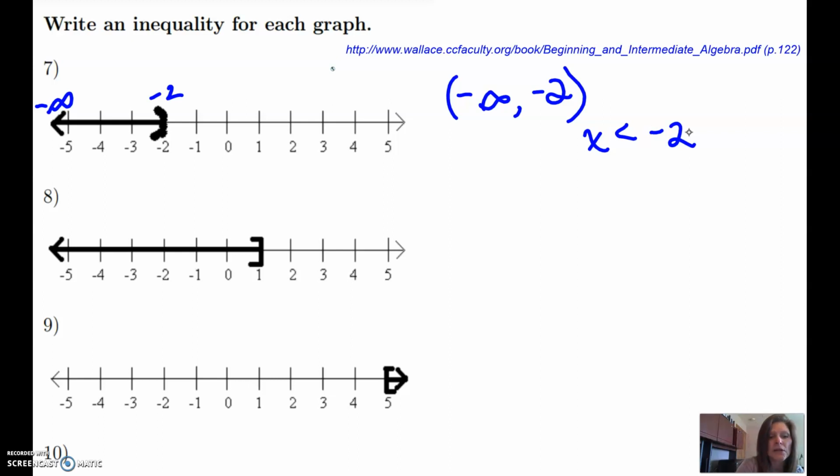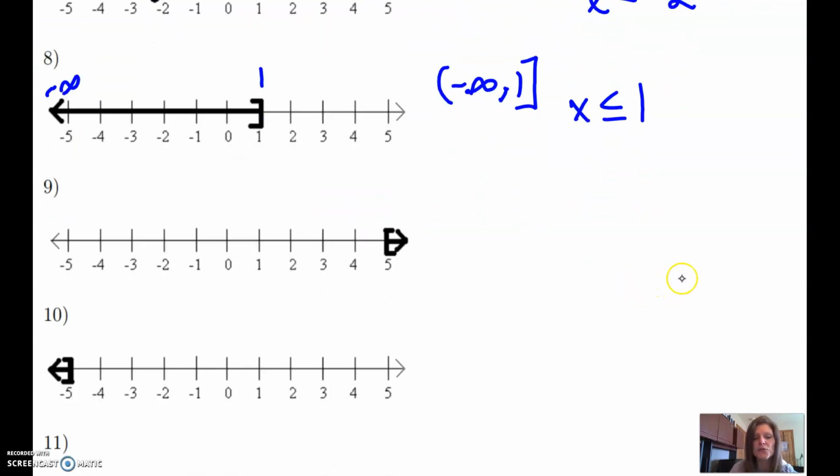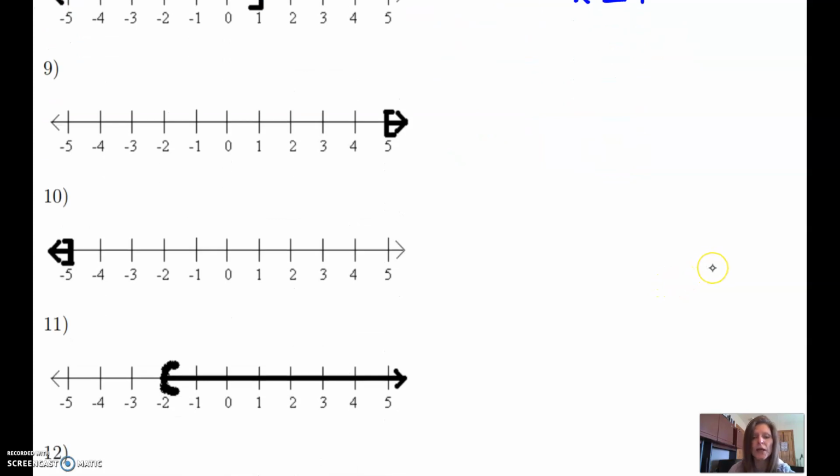The next one, it also starts at negative infinity, goes to 1 this time, but you notice it's a bracket. So when I go ahead and put my interval, always a parenthesis with infinities, up to the 1, I'm going to use a bracket. And it's to the left, so it's still going to be x is less than, but this time we're going to add the or equal to the line underneath to show that it includes the endpoint. All right, let me pull up a couple others here and see if you can do these next few. So go ahead and pause it just a moment and see if you can do those.